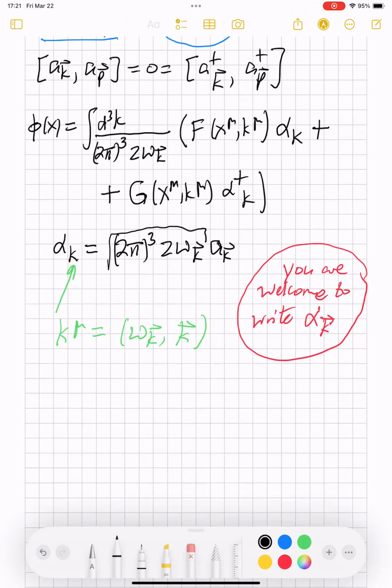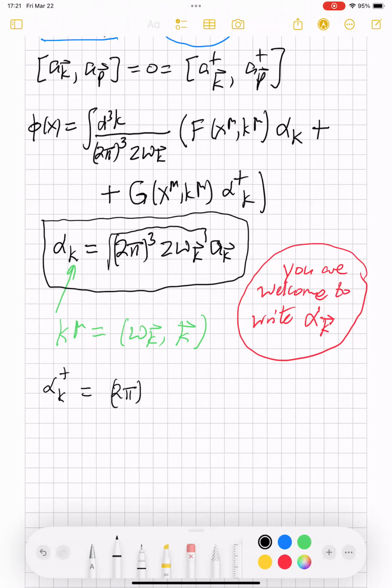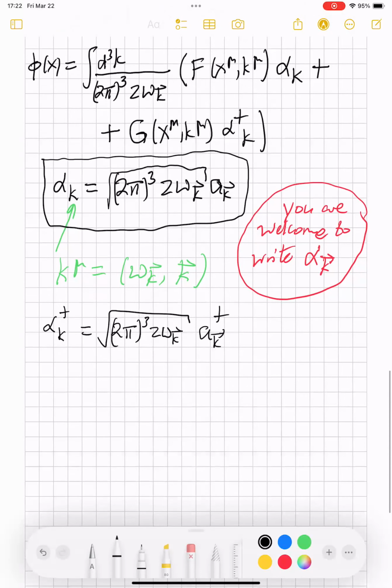So I don't only need to know how α transforms, I also need to know how α dagger transforms, but I can get that by daggering the boxed equation. So if I dagger the boxed equation, well, I will get α_k dagger is equal to, so the square root factor is real, so the complex conjugate of it remains the same. So I'll still have 2π cubed. I will still have 2ω_k. And then a_k daggered is just a_k dagger.